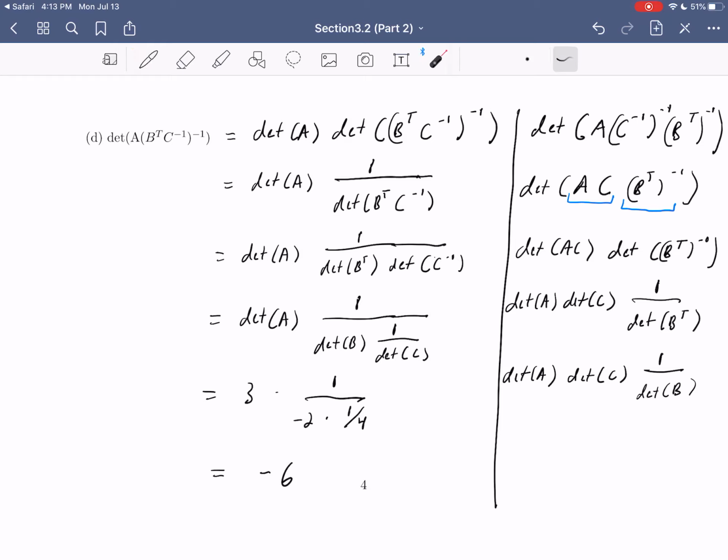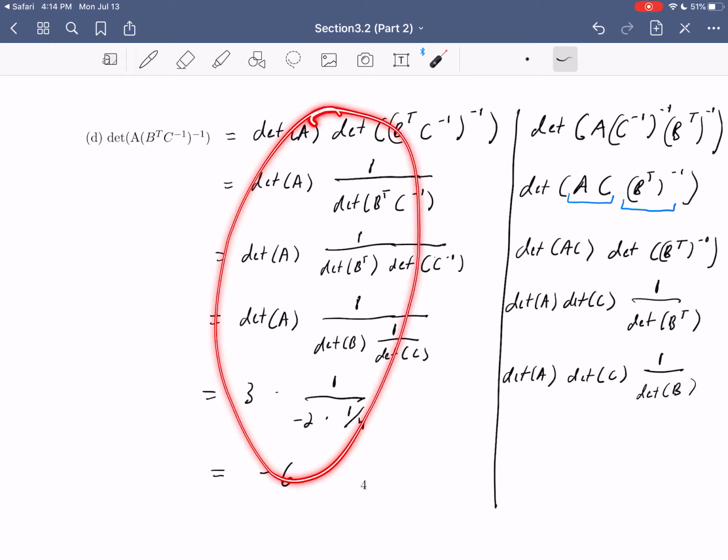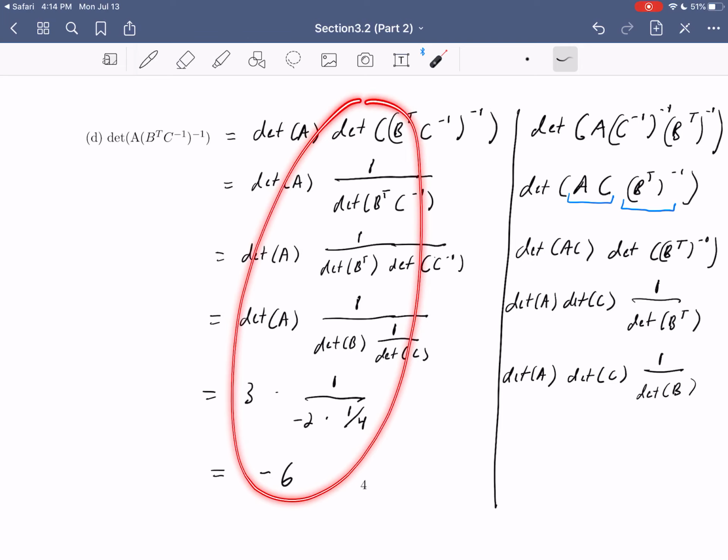Is that equivalent? I'm not going to plug in, but is that equivalent to this? Of course, right? Because this fraction here could flip up and we get the exact same thing. So there are a lot of different paths to use here. You could have used some properties of the inverse and the transpose first, or if you wanted to do just all properties of the determinant, you could have approached it like this.